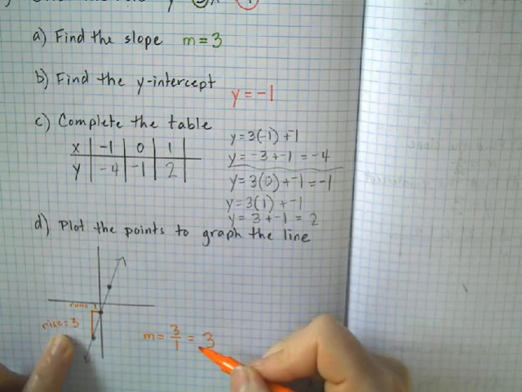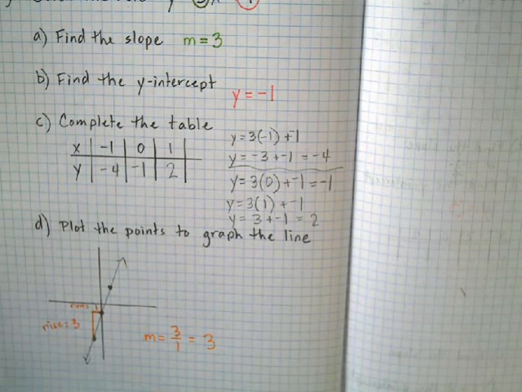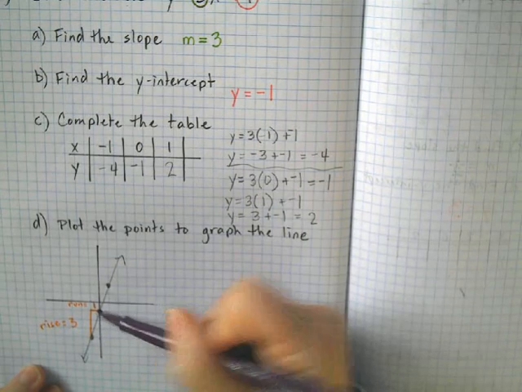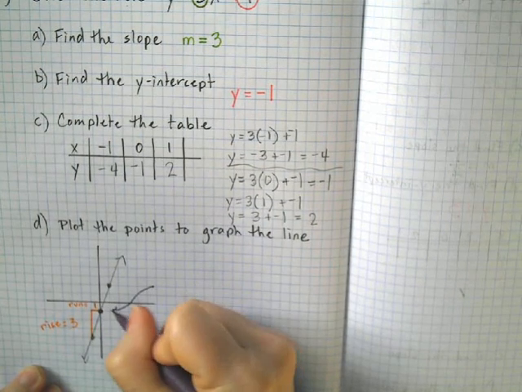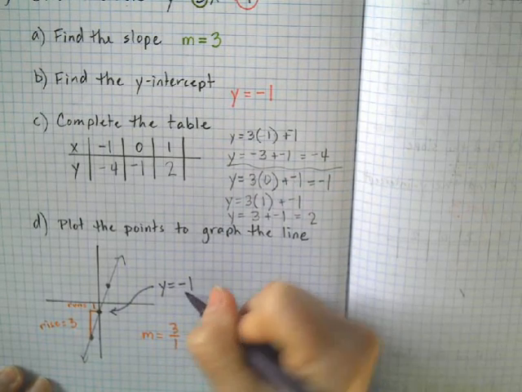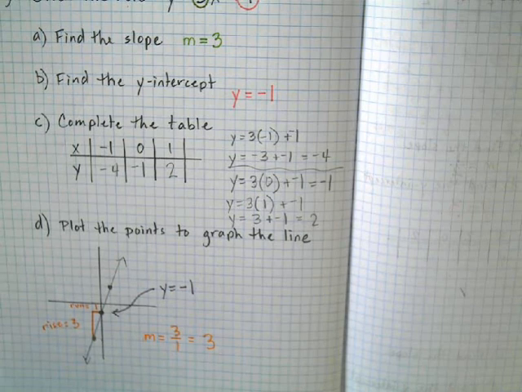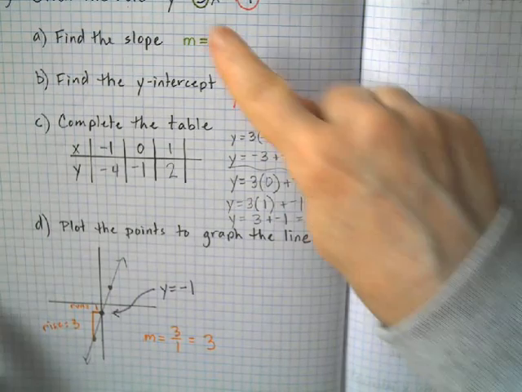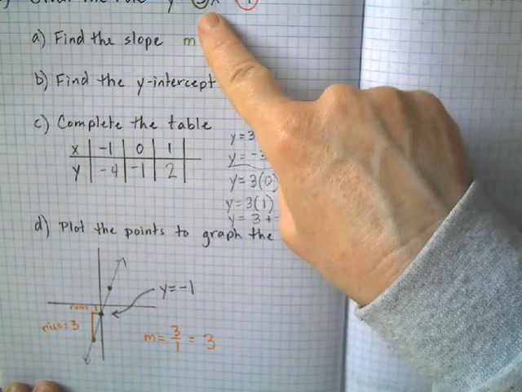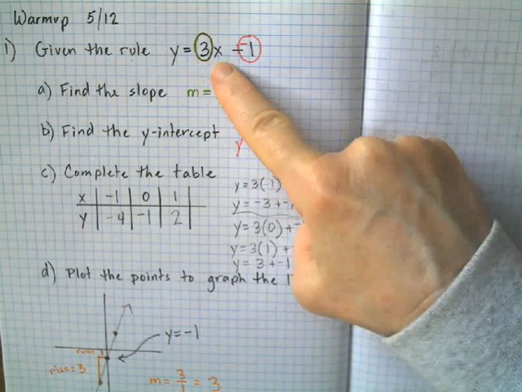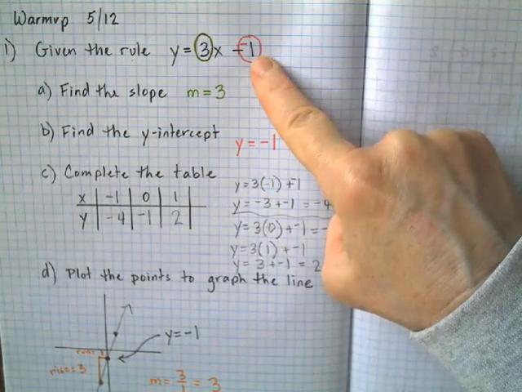And then what about my y-intercept? Okay, I follow my y-axis until I hit the line. Bam, right there. What number is that? That's down 1. So that's y equals negative 1. And look, it matched. Okay, so today we're going to be practicing more with slope, but now that you know the secret, it's really easy. If I give you a rule, you should be able to tell me what's the slope. It's the number with the x, and the y-intercept is the other number.